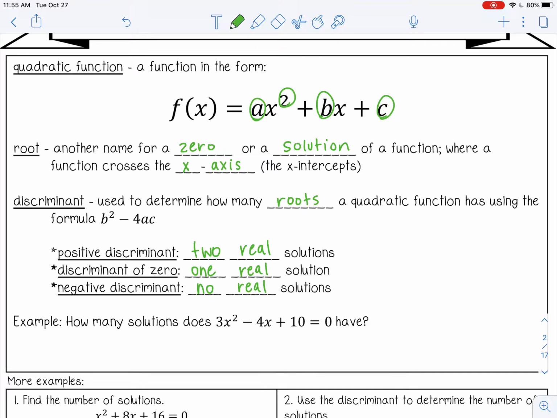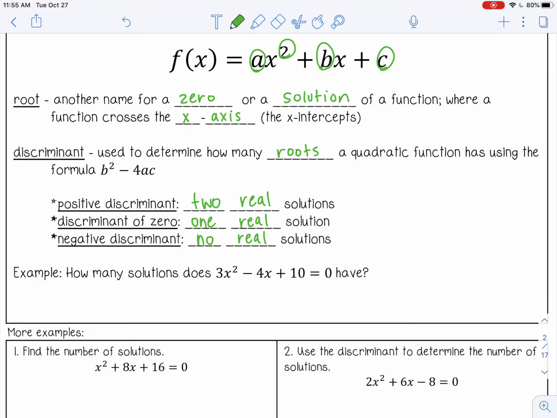All right, so let's try one here. How many solutions does 3x squared minus 4x plus 10 equals 0 have? And this equals 0, you'll see that a lot. That's just used when we are solving, which we are going to get into in the next lesson. You set it equal to 0 to solve, so that's why the function is set equal to 0.